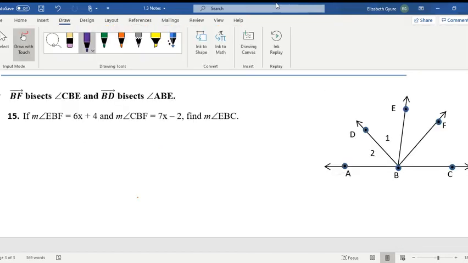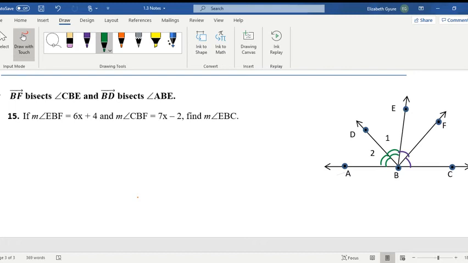All right, guys, last one. Ray BF bisects angle CBE and ray BD bisects angle ABE. So we have some bisectors, so let's mark those as congruent. So ray BF bisects angle CBE, and then ray BD bisects angle ABE, and you'll notice I'm putting 2 tick marks and then 1 tick or arcs to just show that those are congruent to each other.